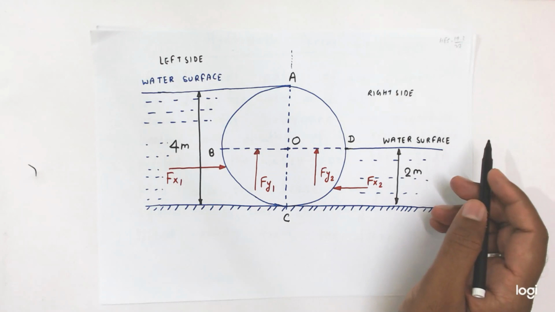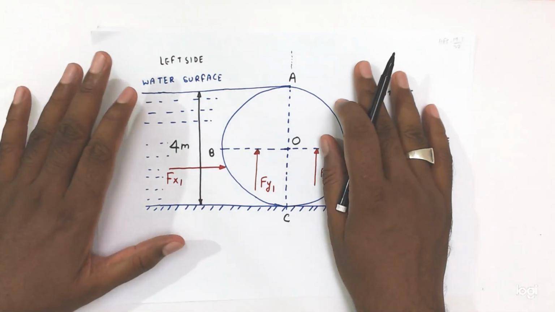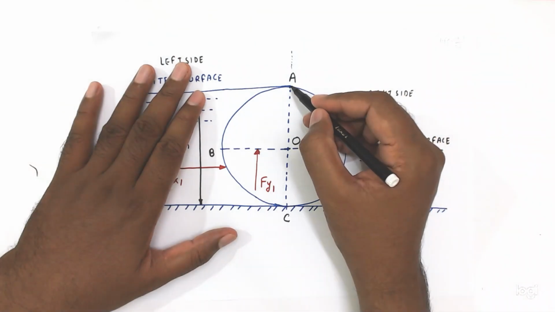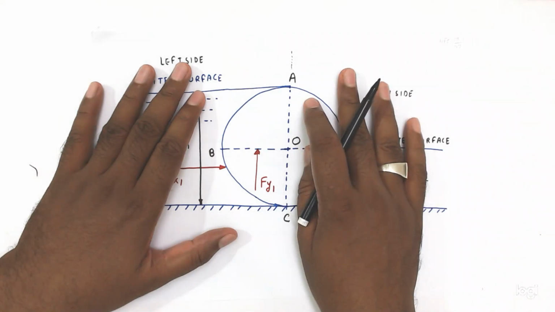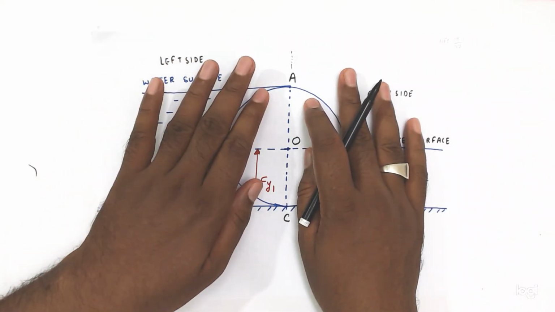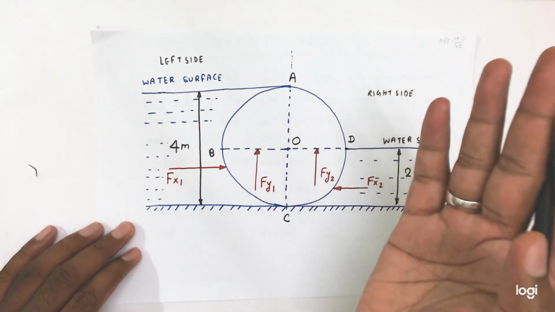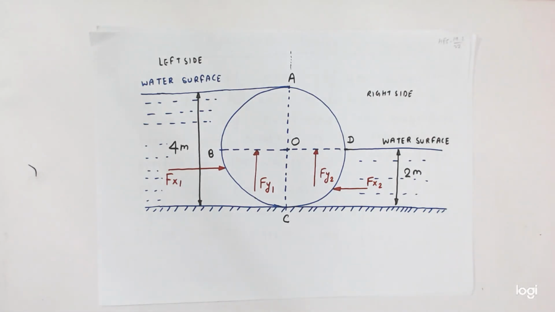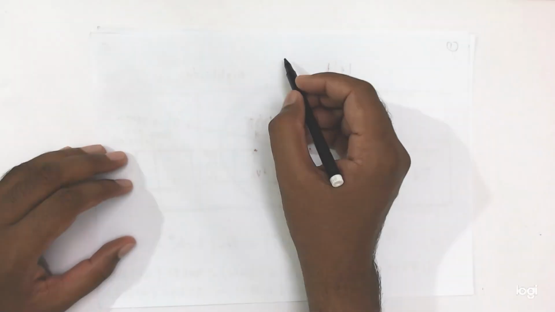You see here, two parts are there, left side and right side. If you consider this is the middle part AOC, so half cylinder gate is related to right side and half cylinder gate is related to left side. So this is the right side and this is the left side. Now we consider two parts like this.